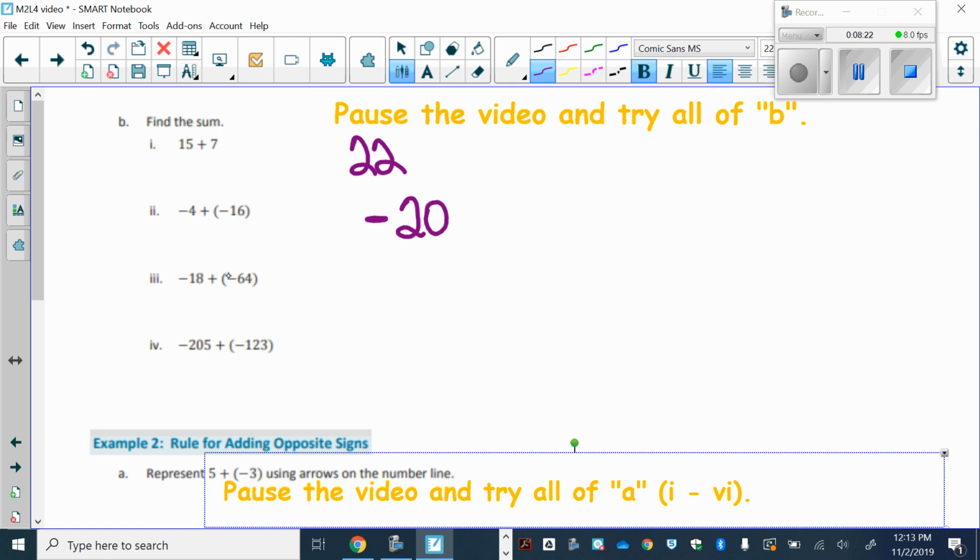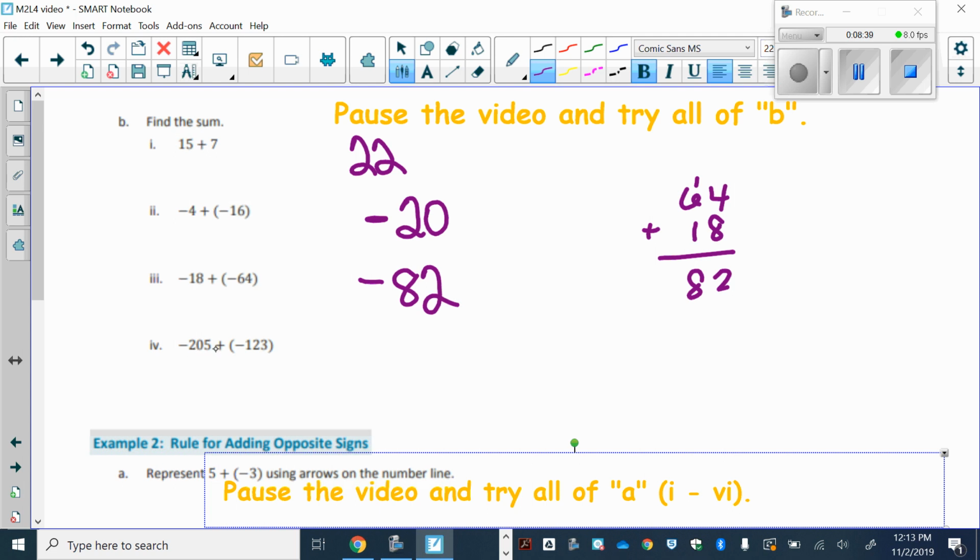Negative 18 plus negative 64. They're both negative, so I know my sum is negative. 64 plus 18, so negative 82.